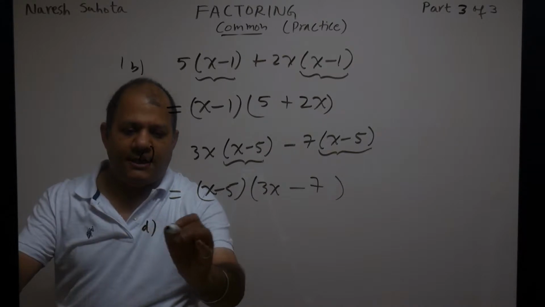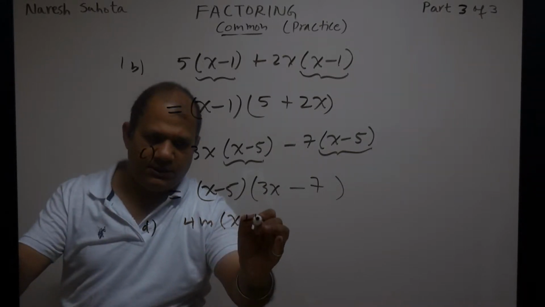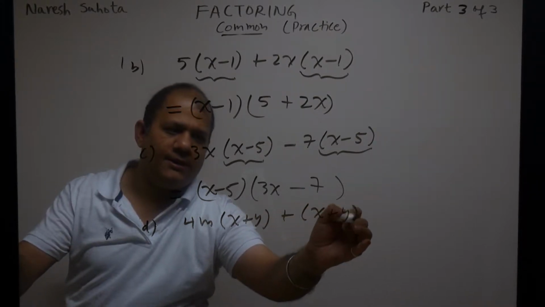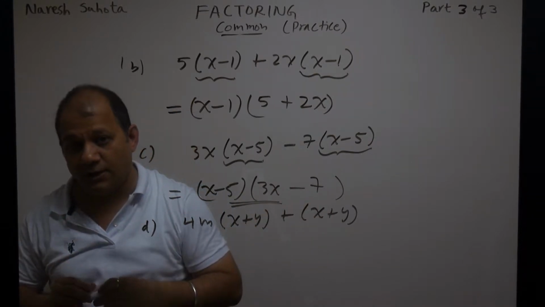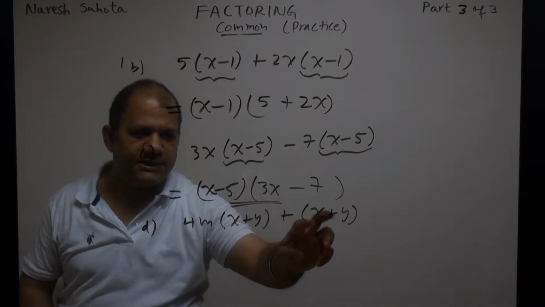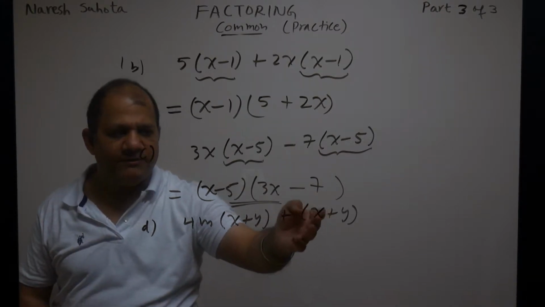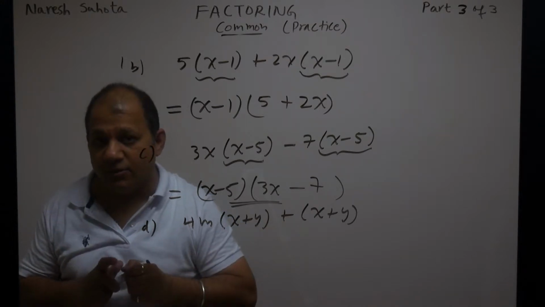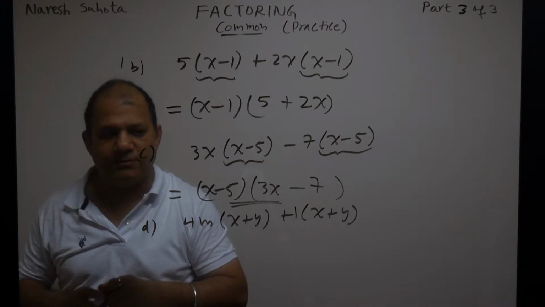And now let's look at number D. 4m times x plus y plus x plus y. This question may look a little odd to you because of the plus x plus y. But remember, the reason it's probably looking different is because there isn't a number here, right? But that number is always there. If there is no number, 1 is always a factor, right?